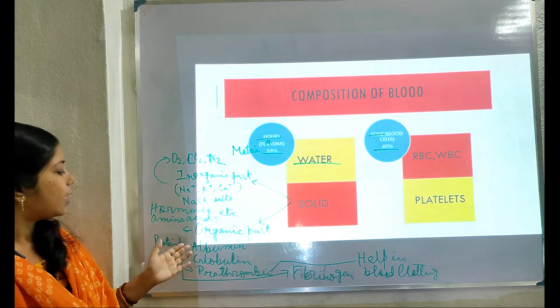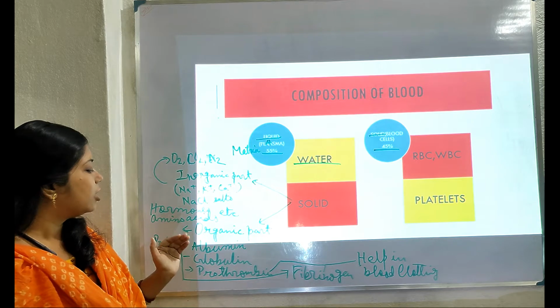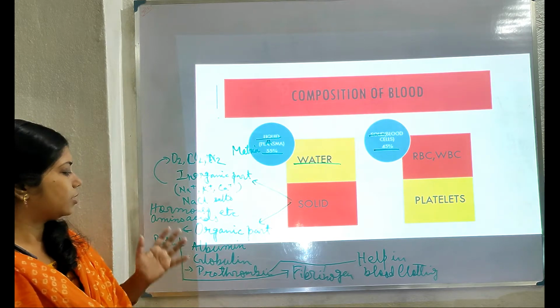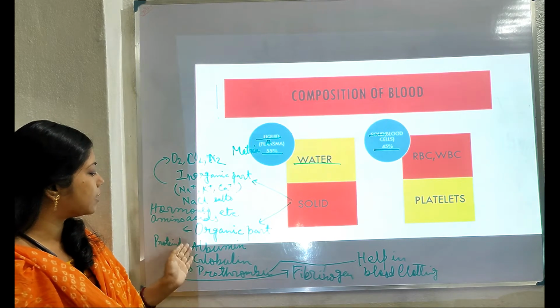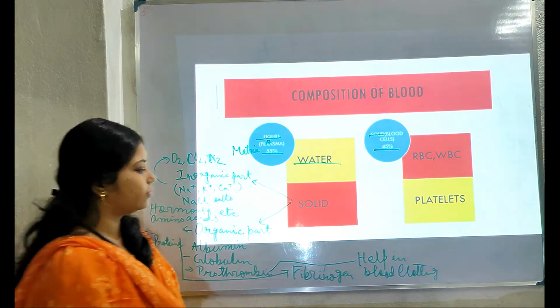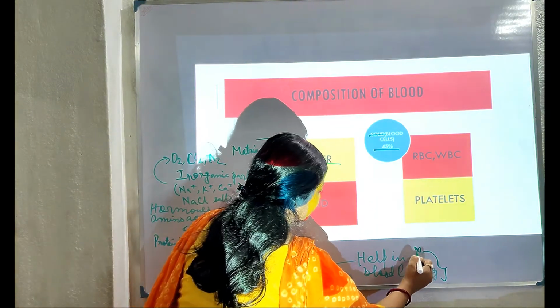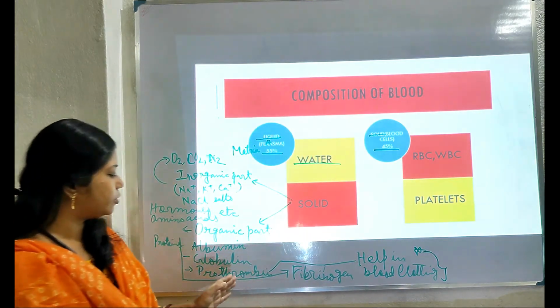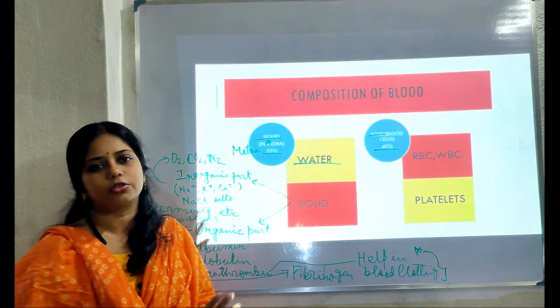The gaseous substances are also present in the inorganic part of the blood like oxygen, carbon dioxide, nitrogen. And the organic part mainly contains the 4 types of plasma protein, which are called albumin, globulin, prothrombin and fibrinogen. And for your extra information, remember that fibrinogen and prothrombin help in blood clotting.